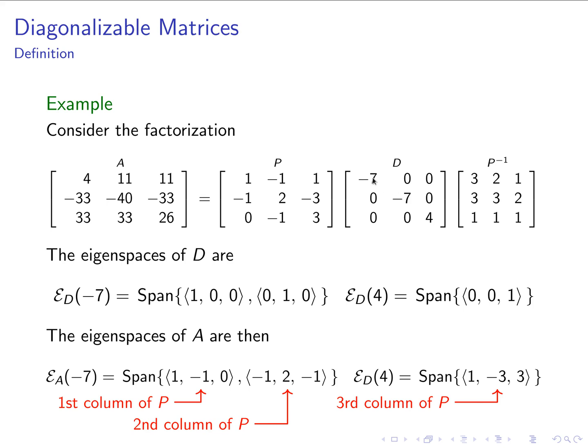Since -7 is the first two entries on the diagonal of D, our basis vectors for the eigenspace of A, where lambda is -7, consist of the first two columns of P. And since the third diagonal entry of D is the eigenvalue lambda equals 4, our basis vector for the eigenspace of A, where lambda equals 4, should be given by the third column of P. There's a typo here, and this subscript D should say A. I'll fix that in the actual slides.